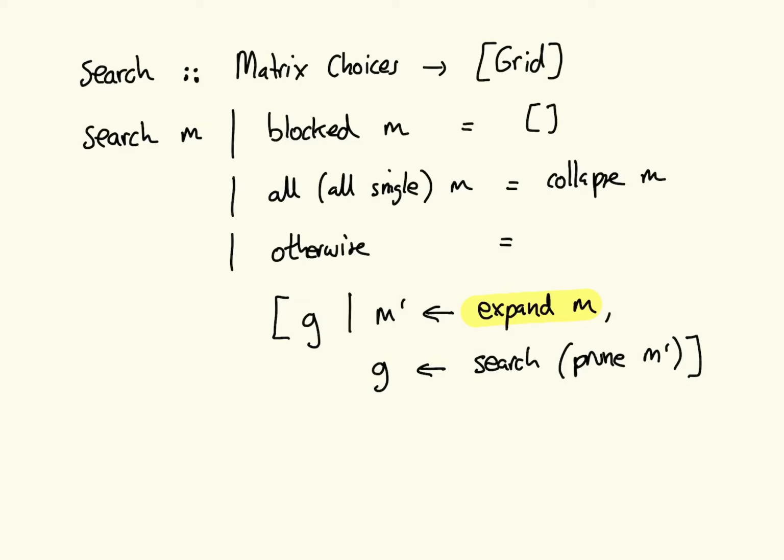So what we're doing then is we're expanding, and that will give us a bunch of matrices, potentially up to 9, if there's 9 possibilities left for the first square which doesn't have a single choice. Then for each of those matrices, we're going to prune it to eliminate any silly choices which were still left, and then we pass that back into the search function again. And then we collect all those grids. So this is a nice 3-line function definition which implements the idea of searching. And this is basically our final Sudoku solver now.